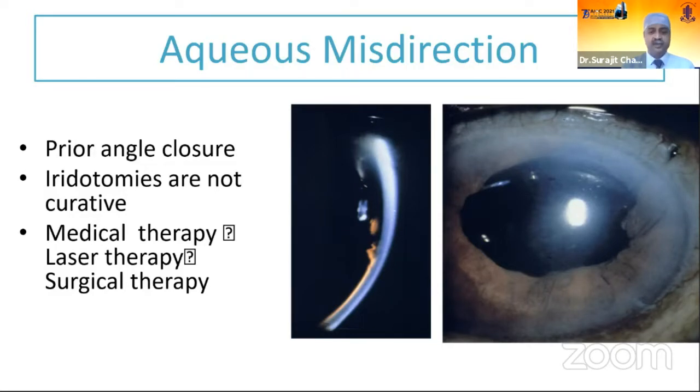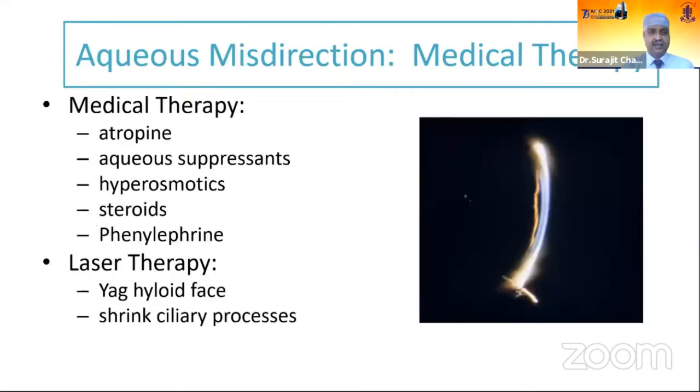The other entity is aqueous misdirection, where there may be a prior angle closure. Iridotomies are not curative in these cases; rather, a patent iridotomy is a criterion to qualify it as aqueous misdirection. Medical therapy, laser therapy, and surgical therapy are administered. Medical therapy consists of atropine, aqueous suppressants, hyperosmotics, steroids, and phenylephrine.